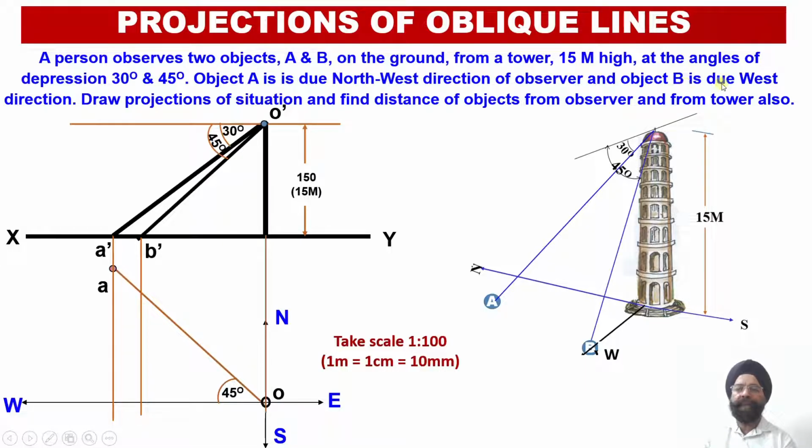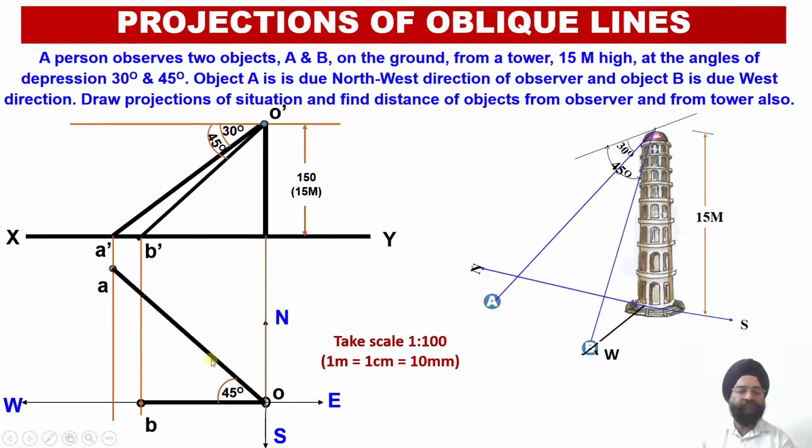So object B is due west over there. So this is the west direction. That is, object B will be located alongside the west direction. So in the west direction, we are going to proceed with this projection from point O till it intersects with the vertical projector which is emerging from the point B dash. So wherever this vertical projector from point B dash and the horizontal projector due west emerging from point O intersect, we will be able to obtain point B. So this is the location of OB projection in the top view.